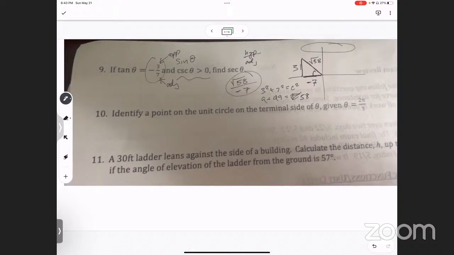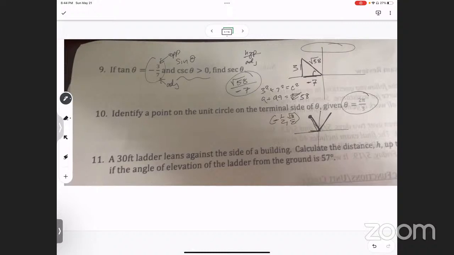Got it? Yep. Identify a point on the unit circle on the terminal side of theta given. Okay, so just what's the point basically at 2 pi over 3? So here's 1 pi over 3. That's 60. Here's 2 pi over 3. So that point is negative something, positive something. It's negative 1/2, positive root 3 over 2.